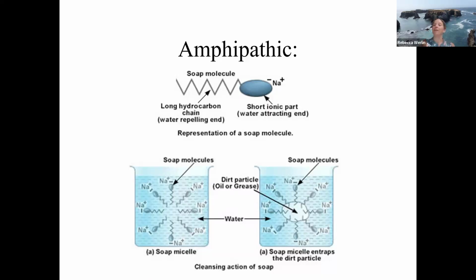Now, the water-loving or hydrophilic part will be the head group and is going to be charged. And as you can see, there is a sodium ion there that has a positive charge.